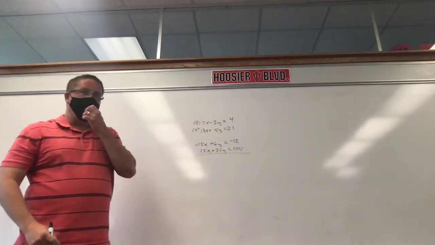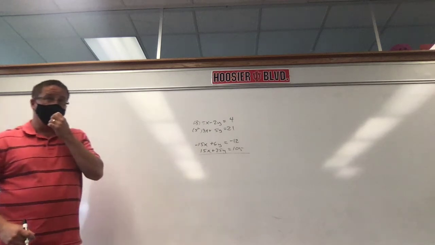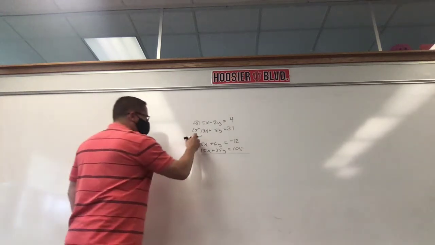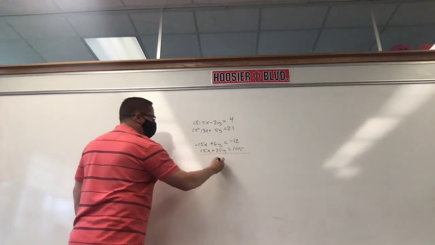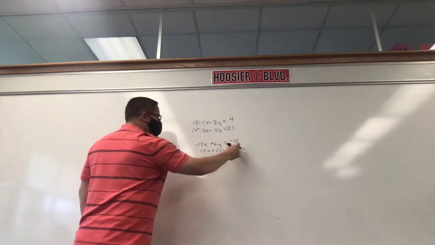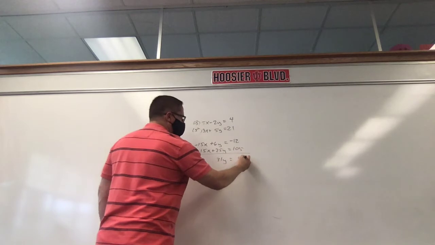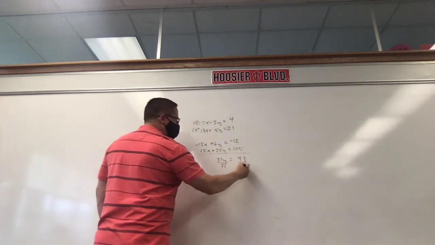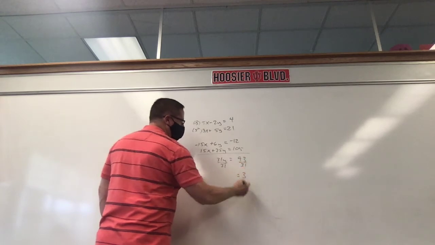Now what's the benefit? Now when I add them, the x's are going to be eliminated. They're going to go bye-bye, okay? We add these up, they cancel. We add these up, we get 31y. We add these up, and we get 93. Negative 12 plus 105 is 93. Divide by 31, divide by 31. That turns out to be a nice number, 3.